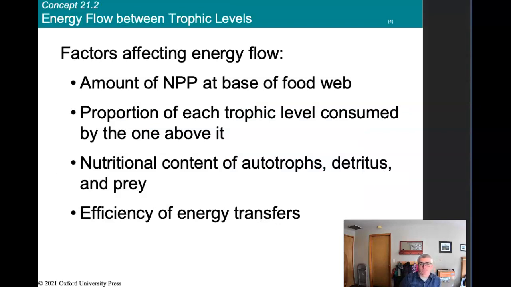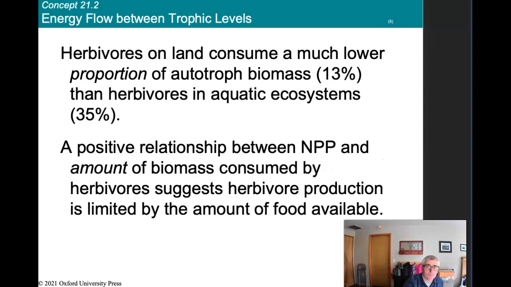Factors affecting energy flow: the amount of net primary productivity at the base of the food web, the proportion of each trophic level consumed by the one above it, the nutrient content of autotrophs, detritus, and prey, and the efficiency of energy transfers. And so we're going to walk through those.